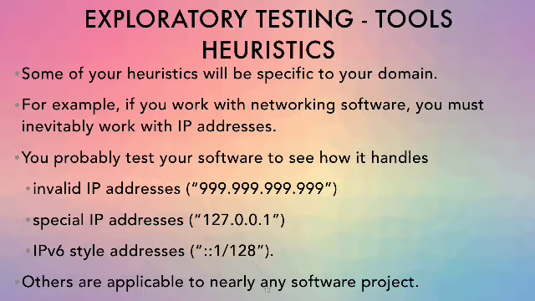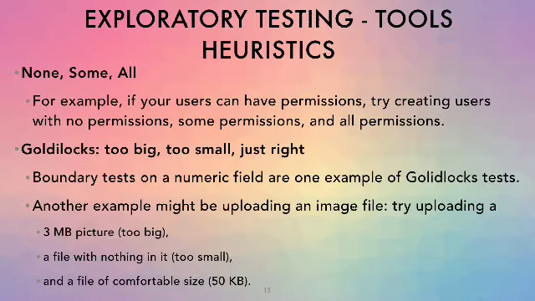But apart from these, there are certain other heuristics which are generic to most software products or projects. Now we will look into some of those general purpose heuristics which can be used invariably for all software. The first heuristic principle is called the none, some, all principle.